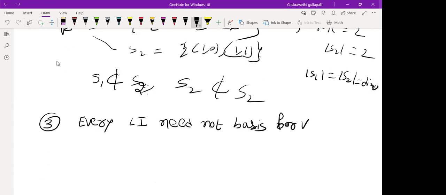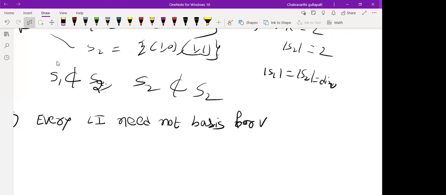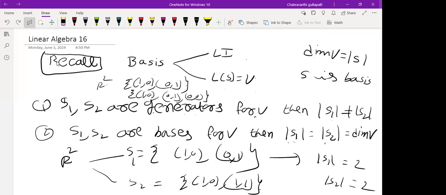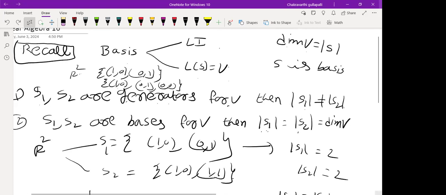So the other day we have seen two bases. What are the two bases for R2 space? (1,0), (0,1) is a basis, and what is the other basis? (1,0), (1,1) is also a basis. Here only two vectors, here also two vectors.